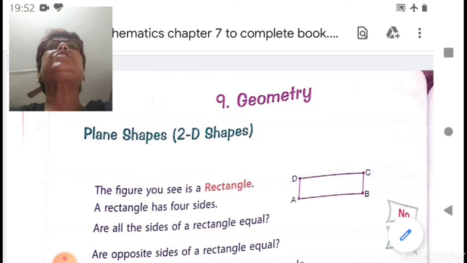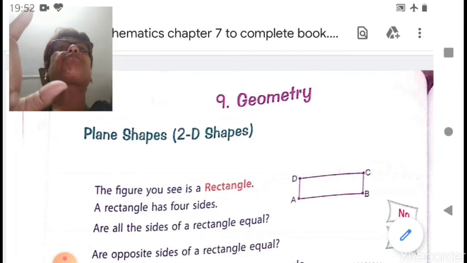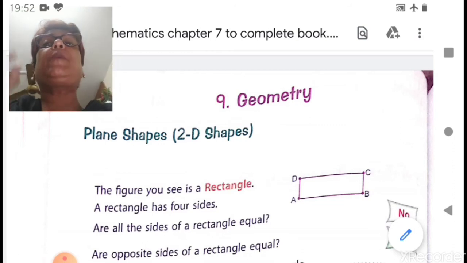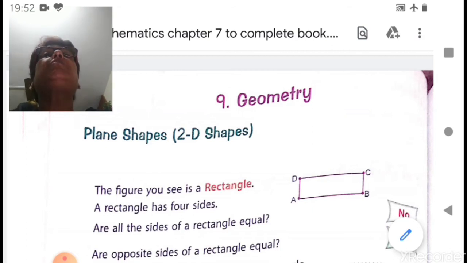Now first you must understand the meaning of the word geometry. What does it mean? Because it is a new word for you. Geometry is a part of mathematics only. It studies the size, shape, position, dimensions of things. Okay. So geometry is a part of mathematics only.